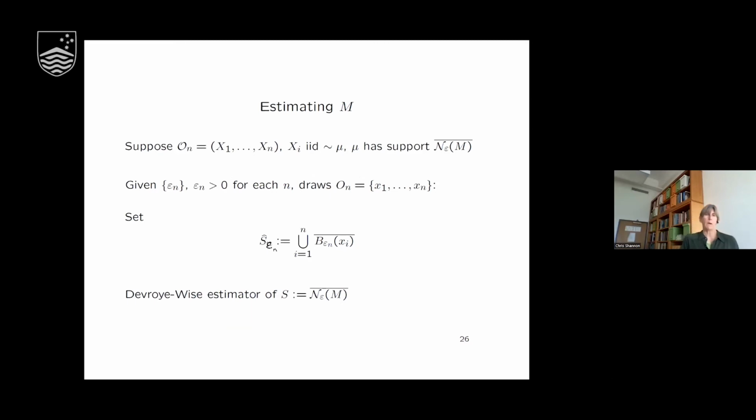Okay, so the basic setup: we have random variables that are generating the data. Now let's be more specific about how those behave. Imagine that these random variables are IID, distributed according to some probability measure mu. And now let's imagine that mu has a support, which is this closed epsilon neighborhood around M. This is the idea that the noise is small. It's concentrated on this epsilon neighborhood around the set.